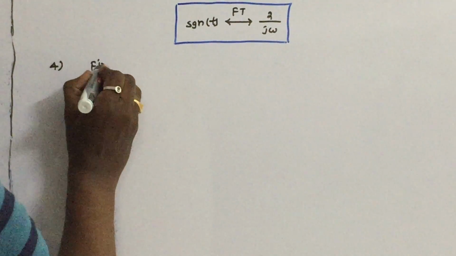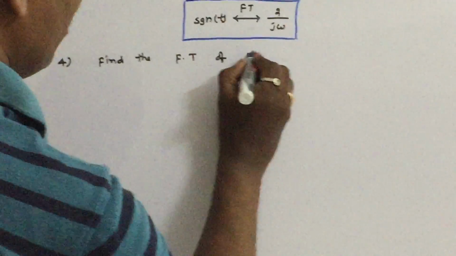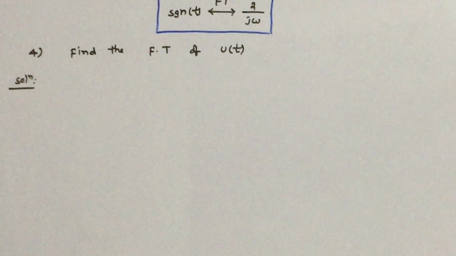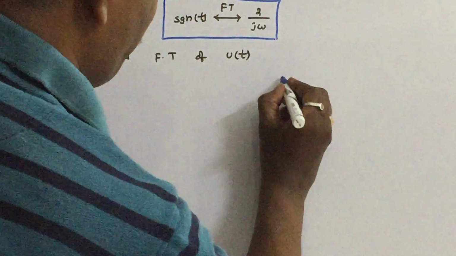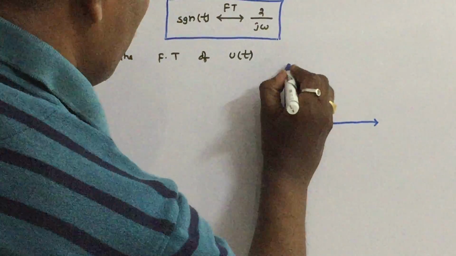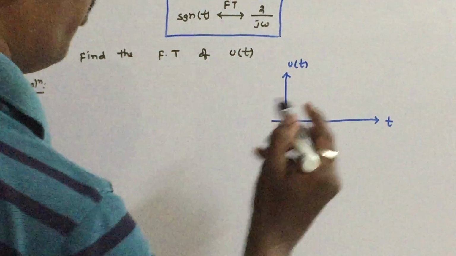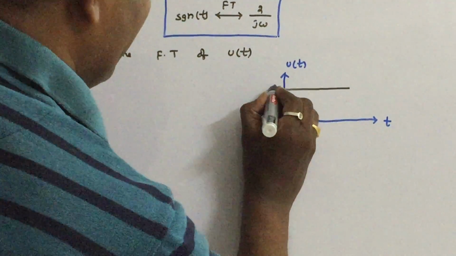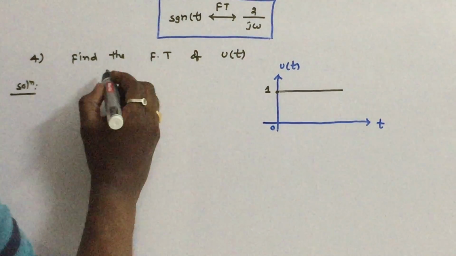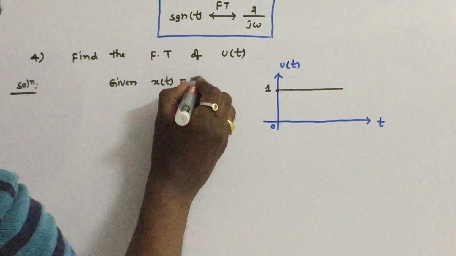Find the Fourier transform of unit step signal u of t. Another very important standard signal. As you know, what is the definition of u of t? The unit step signal definition is very simple. In the first unit we discussed what the unit step signal is: its amplitude is 1 for all time t greater than or equal to 0. So this is the unit step signal definition. Given x of t is equal to unit step signal u of t.